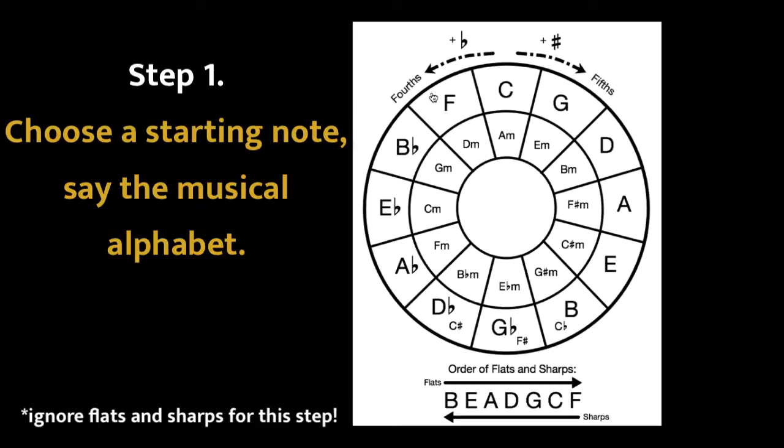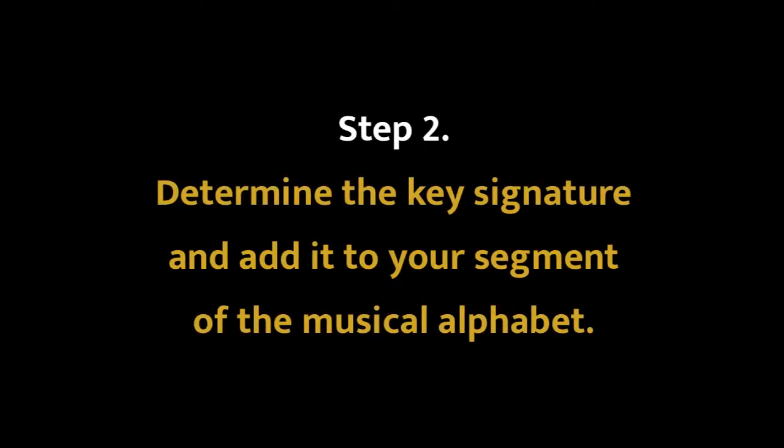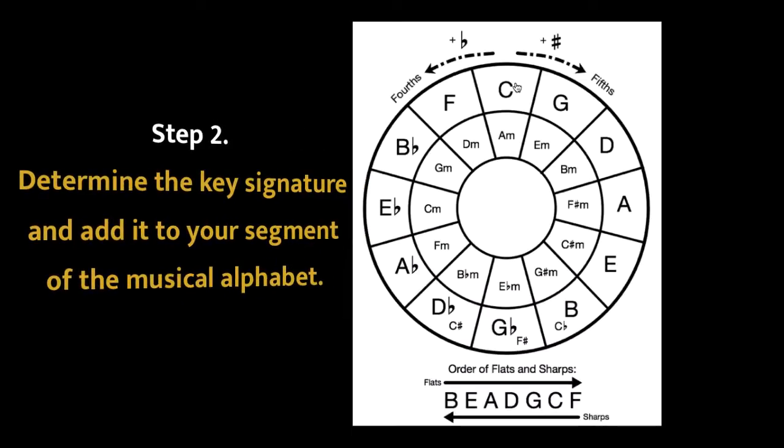So just go through the loop of the musical alphabet, starting on whichever note you've chosen. Step 2. Determine the key signature and add it to your segment of the musical alphabet. You may find yourself asking, what about key signatures? What about flats and sharps? Well, the answers are all contained in this chart.